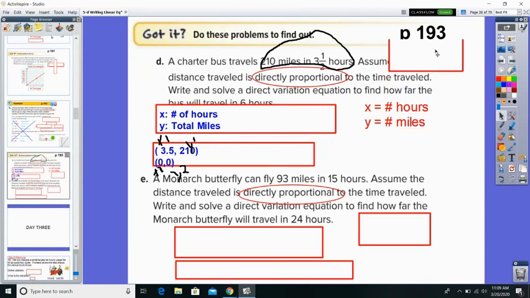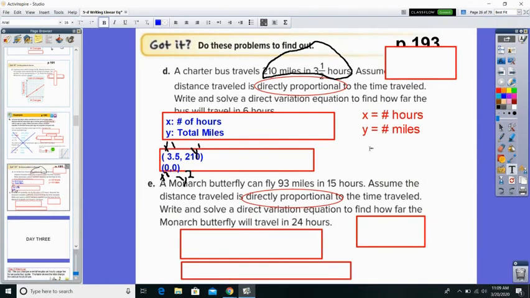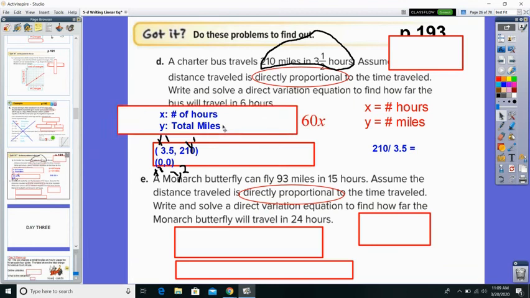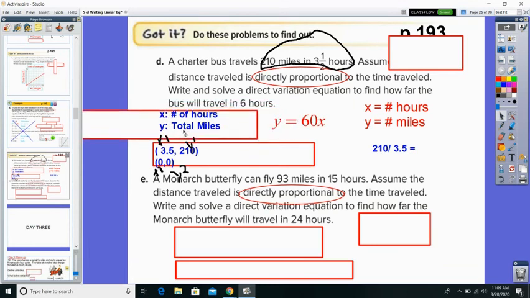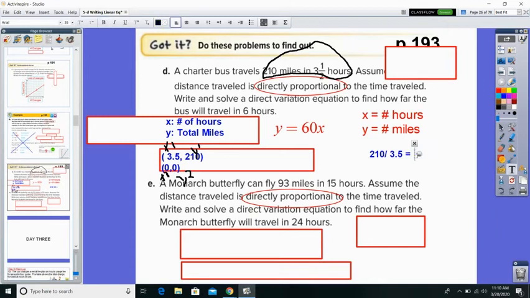So I would have, if I did my slope formula, 210 over, I'm going to write it this way, 210 over 3.5 hours, which would be equal to, if I simplified, I believe all of this is written out somewhere. Yep. Which would be equal to 60 miles over 1 hour.